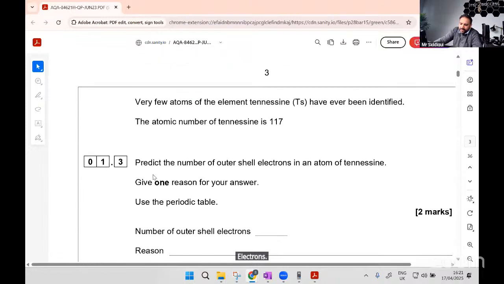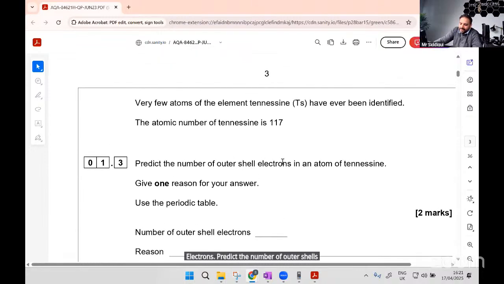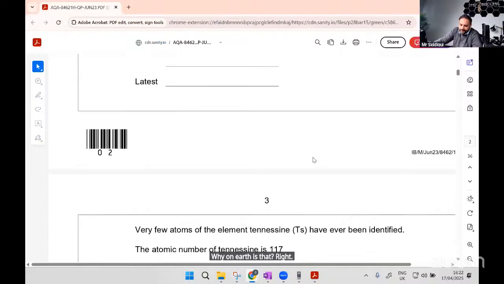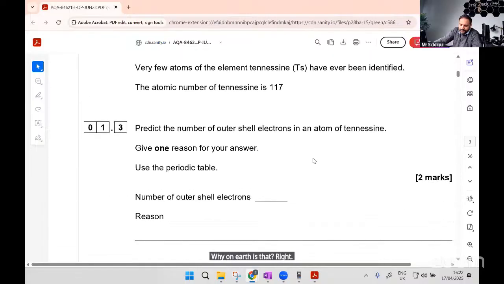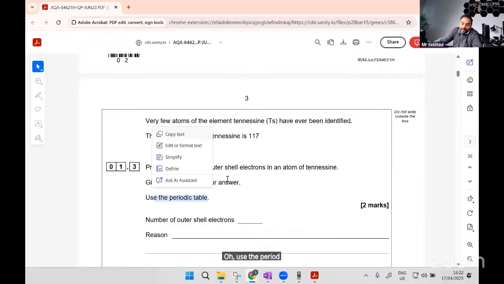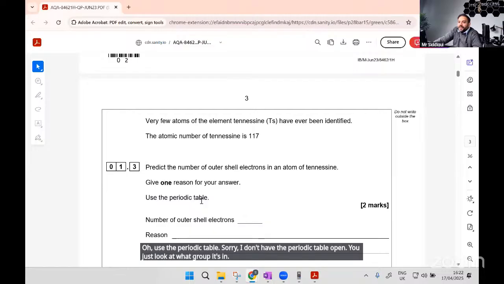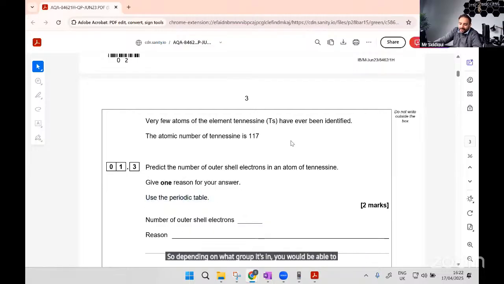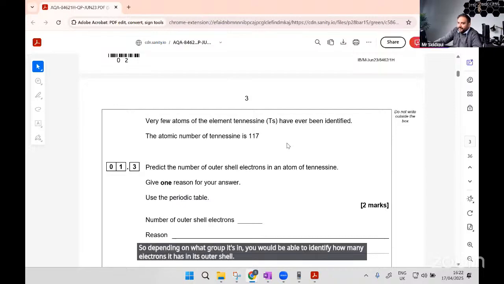Predict the number of outer shell electrons in an atom of tennessine. Where on earth is that? Oh, use the periodic table. Sorry, I don't have the periodic table open. You just look at what group it's in. Depending on what group it's in, you would be able to identify how many electrons it has in its outer shell. That's it.